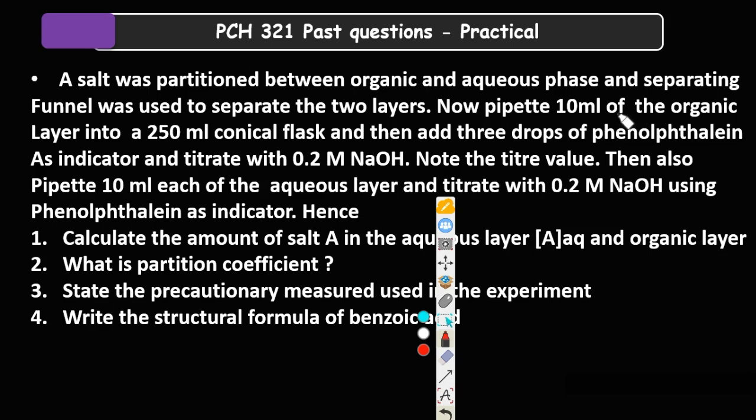Say now pipette 10 ml of the organic layer into a 250 ml conical flask, and then add 3 drops of phenolphthalein as indicator and titrate with 0.2 molar sodium hydroxide. Note the titer value. Then also pipette 10 ml of the aqueous layer and titrate with 0.2 molar sodium hydroxide using phenolphthalein as indicator. Hence, calculate the amount of salt in the aqueous layer and organic layer. What is the partition coefficient? And then state the precautionary measure used in the experiment, and then write the structural formula of benzoic acid.